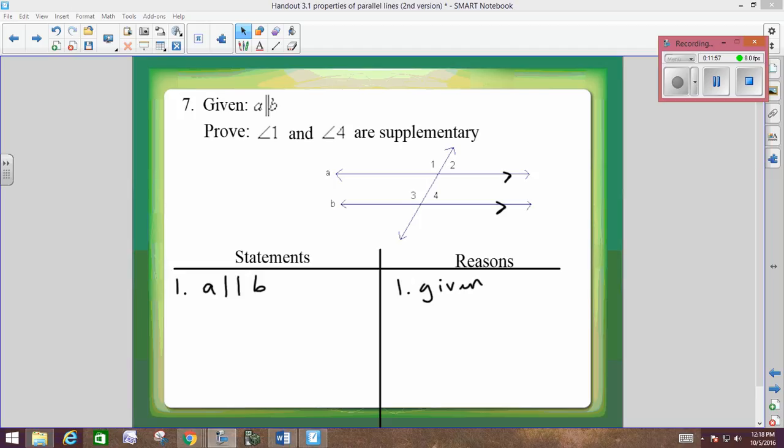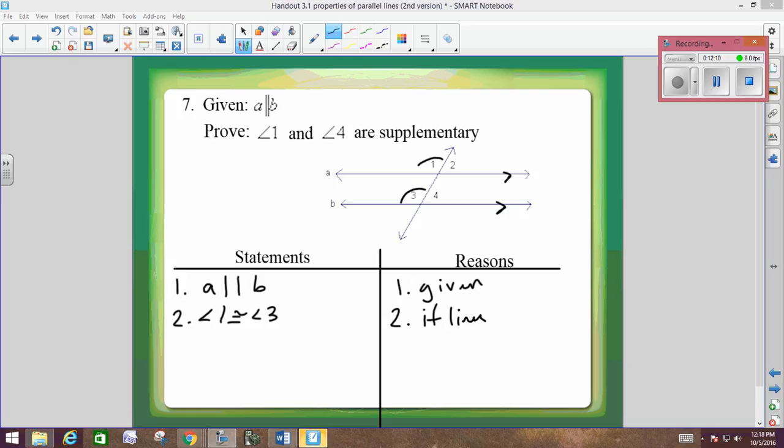And most of you, as I walked around, said that 1 is congruent to 3. Why did you tell me 1 and 3 were congruent? Because they're corresponding. Good. So if lines are parallel, corresponding angles are congruent. I want to try and see if I can connect angle 3 to angle 4 then. Because then 1 and 4 both have angle 3 in common. So I'm trying to use angle 3 as a bridge. Can I connect 3 to 4? Do I know anything about them?